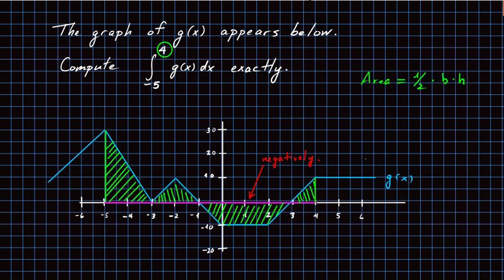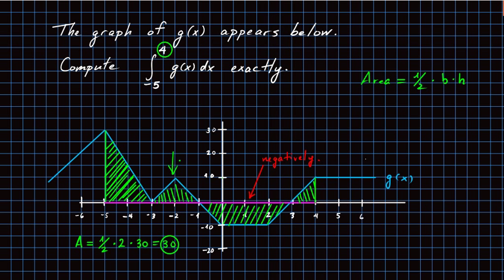Okay, so let's get started. Let's compute some areas. So the area of this triangle, well, the base is 2, and the height is 30. Notice along the y-axis, the demarcations are 10, 20, and 30. So the area is equal to 1/2 times the base, which is 2, times the height, which is 30. And we multiply these things together. The 1/2 times the 2 is 1, so we end up with 30. So that's the area of this first triangle.